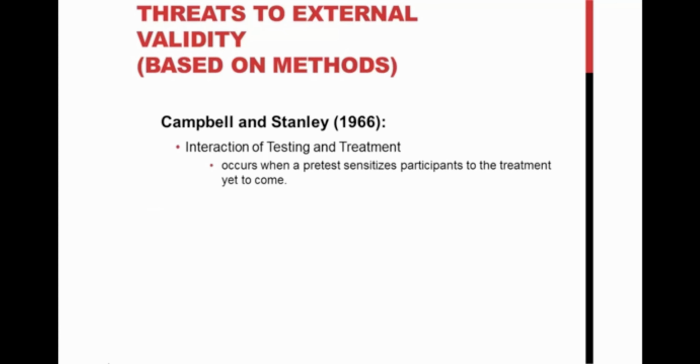The interaction of testing and treatment occurs when we have some sort of pre-test in a research situation, and that sensitizes participants to the treatment that will come afterwards. Let's say that you're doing a research study on how effective a textbook is. And prior to showing people the textbook, you give them reviews that are already created by other professors. If those reviews are mainly positive, they may sensitize participants to believe that the book is actually better than it is. Whereas if those statements are generally negative, participants may view the book more negatively as well.